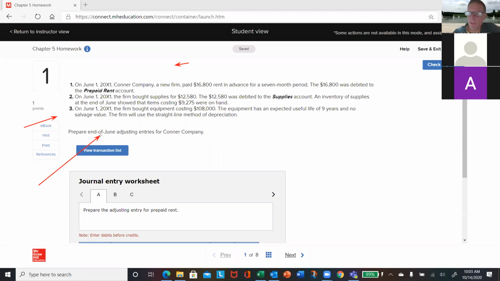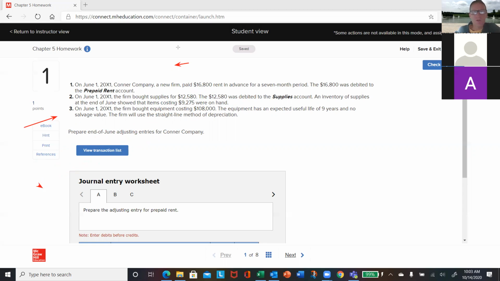So if you can imagine, the Contra company is going to prepare an income statement and balance sheet for the month of June. And we want to make sure that this prepaid rent, which is an asset, that we account for the expense part of that asset, which is rent expense. So keep in mind, it's a 7-month period. Again, that's the total cost.